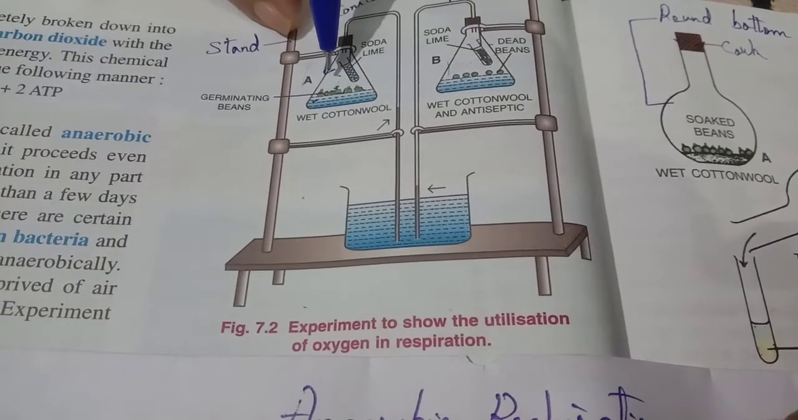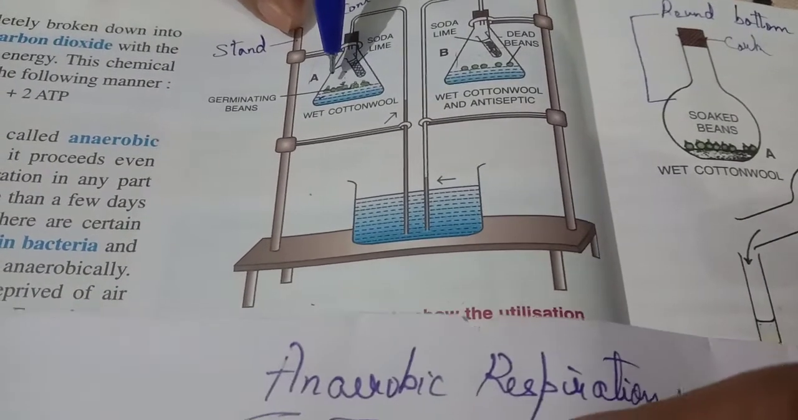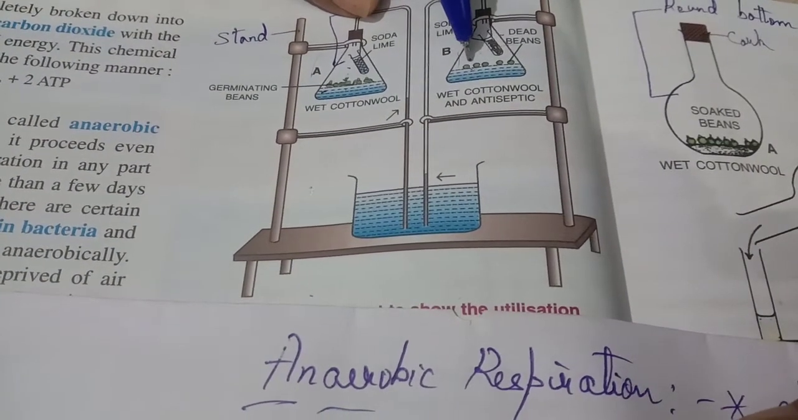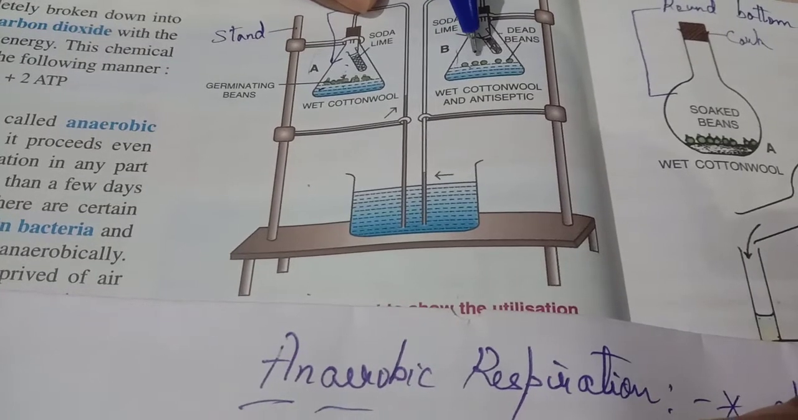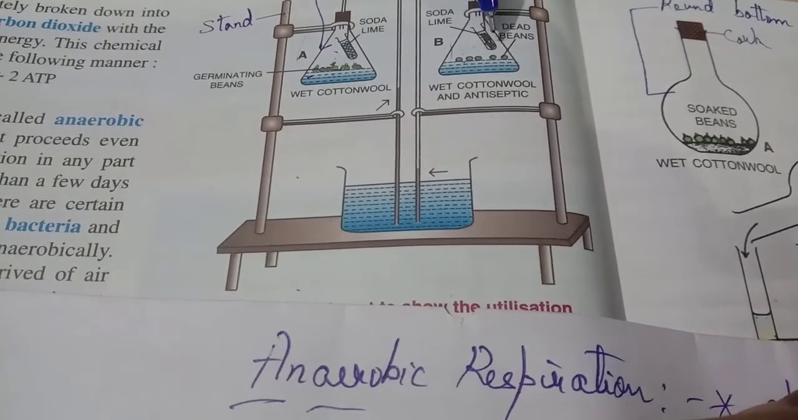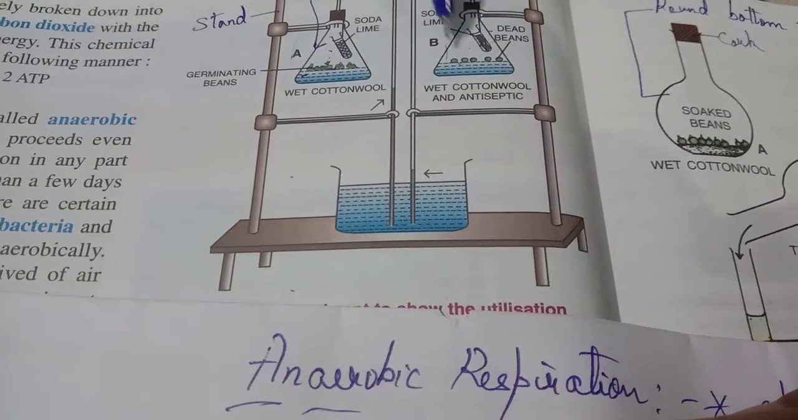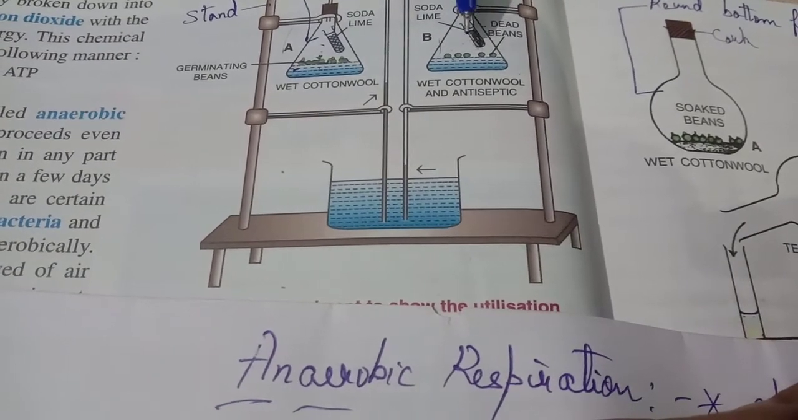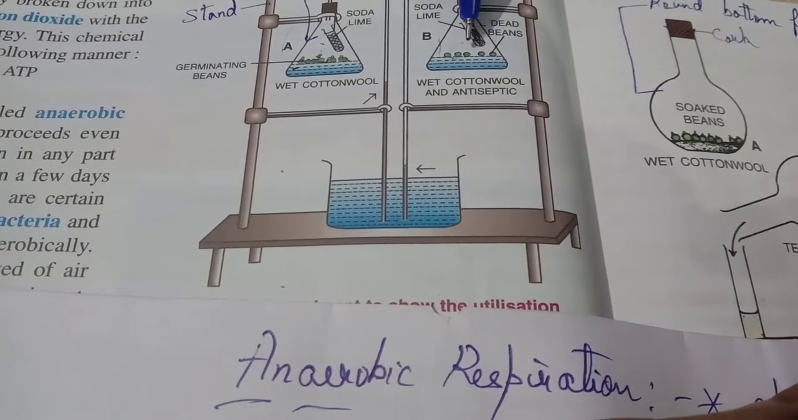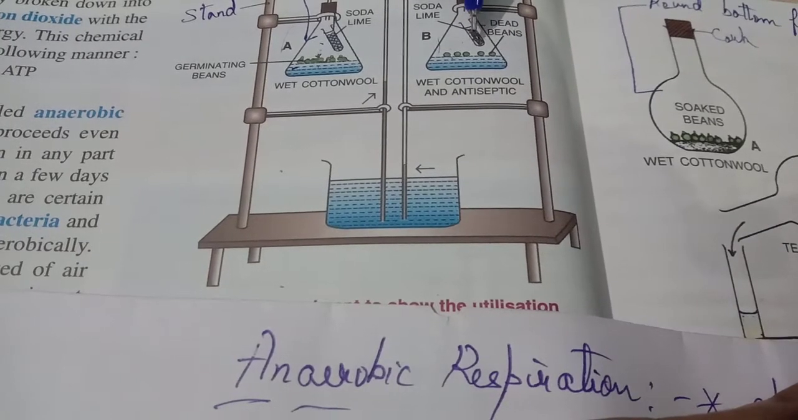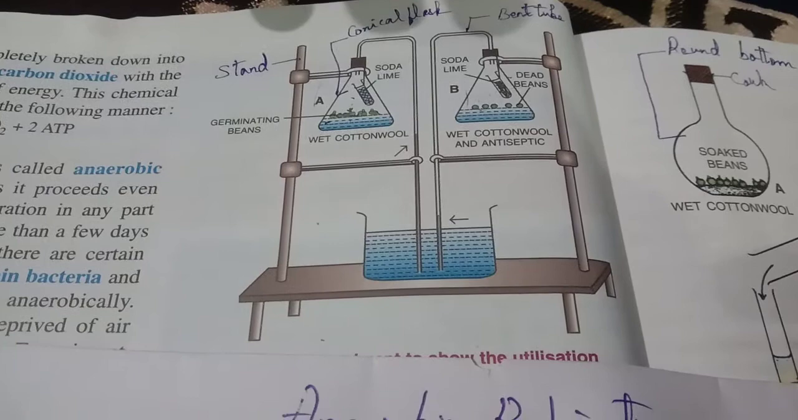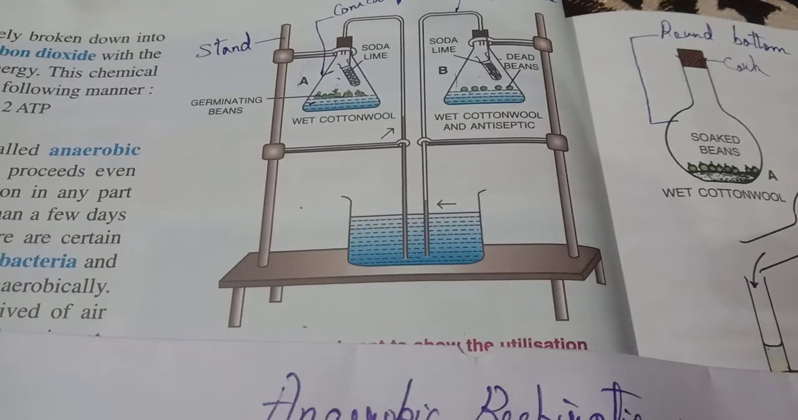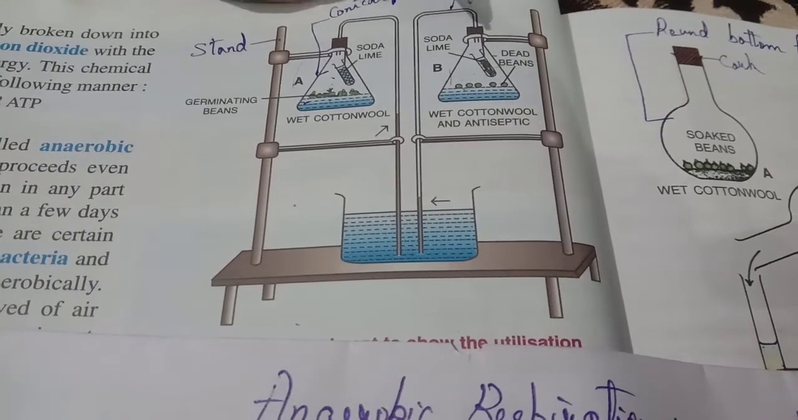What is the difference? In flask A, the seeds are germinating seeds, and in flask B, the seeds are first boiled so that the cells are killed. Now, before introducing the boiled pea seeds into flask B, they should be treated with an antiseptic, that is a chemical such as formalin or carbolic acid. What is the advantage? To prevent the seeds from bacterial decay. Clear?